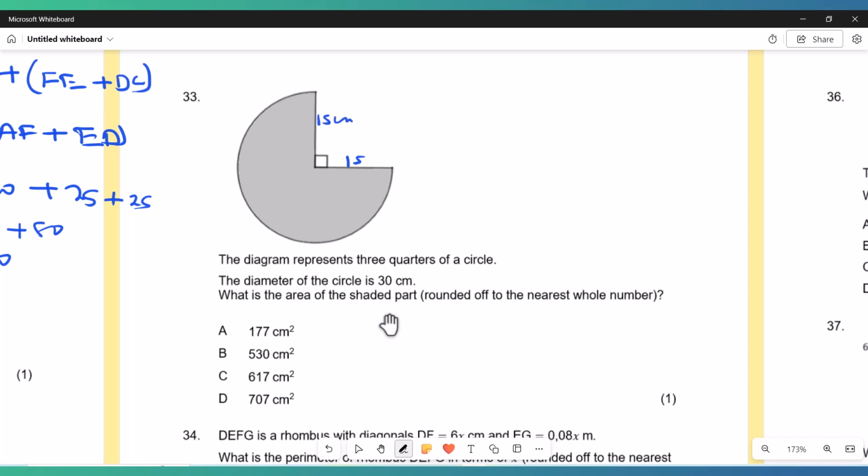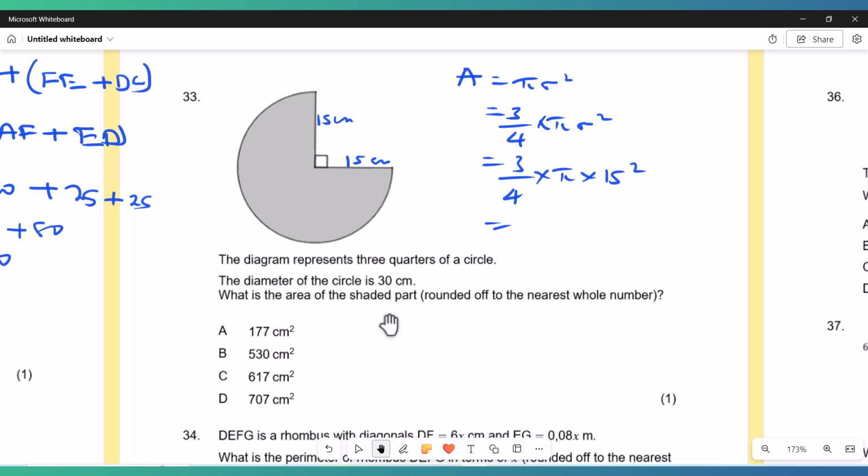So now because this is 3/4 of the circle, and I want the area, how to find the area for the full circle? Area equals pi r squared. But because these are 3/4 of the circle, I'm going to say 3/4 times the real area formula, which is pi r squared. So I'm going to say 3/4 times pi, now radius is 15 squared.